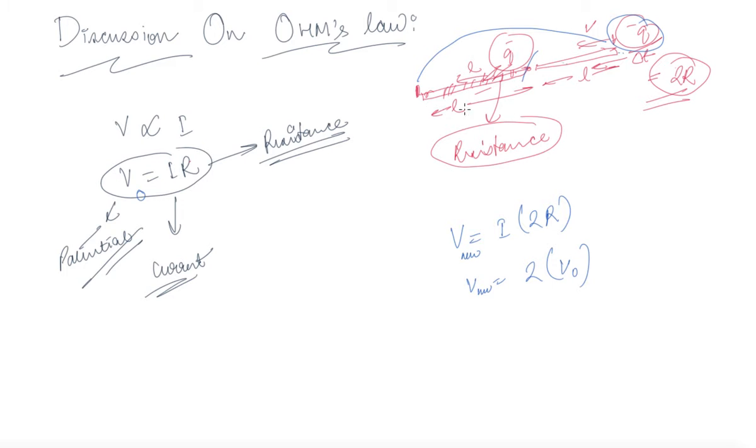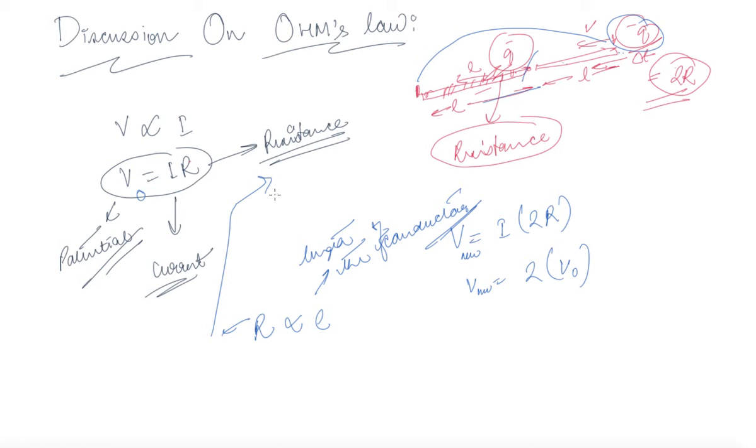Therefore, we can say that if the length increases, the resistance also increases. So sometimes in the book you may come across this term, resistance is directly proportional to L, where L is the length of the conductor, and R we know is the resistance. So that we are pretty clear of.